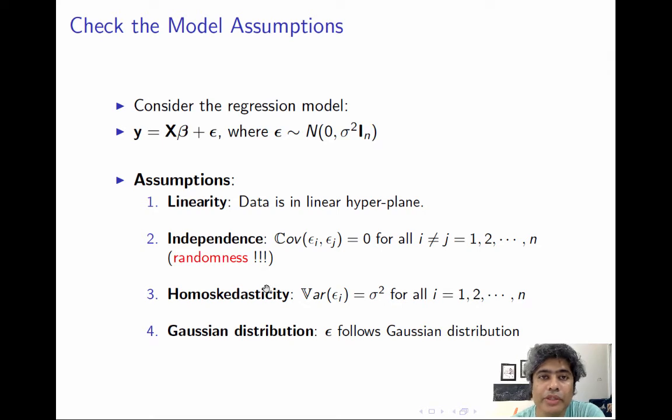The third assumption that we generally talk about is homoskedasticity, also known as homogeneity, where effectively we say that the variance of epsilon i is sigma square for all i. And the fourth assumption that we typically check is the Gaussian distribution assumption, that the residuals of the error follow a Gaussian, or typically known as normal, distribution.